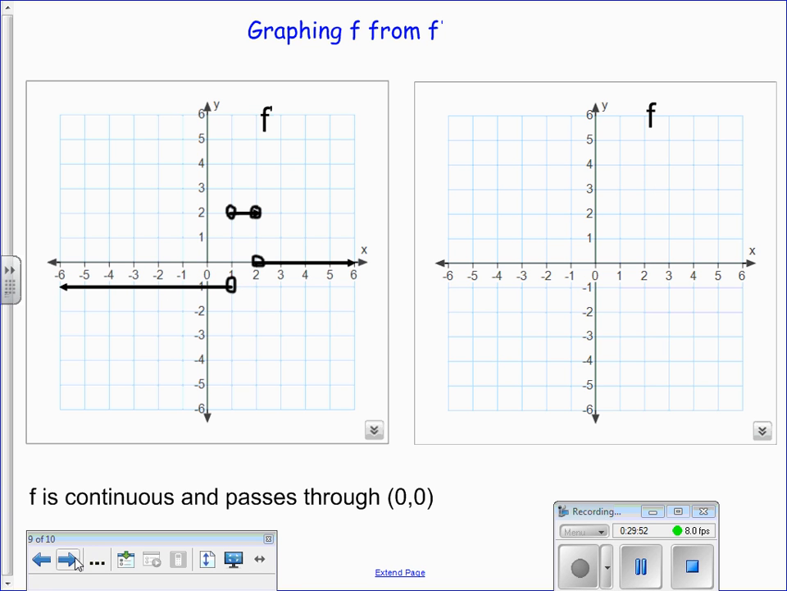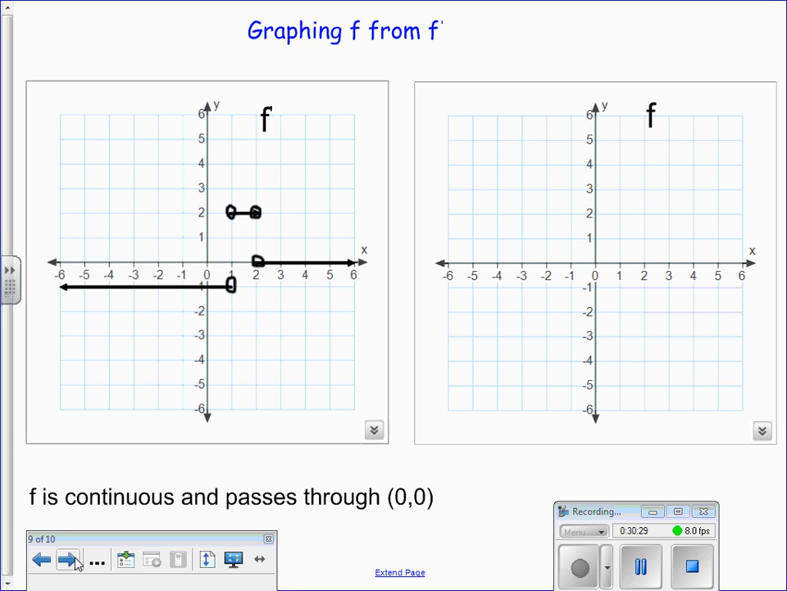This is more fun: graphing f from f prime. Now, down at the bottom, you'll notice two very important items that we need to know. One, f is continuous. That means there are no breaks in my original function. Everything's connected to everything else. Two, it passes through a particular point.